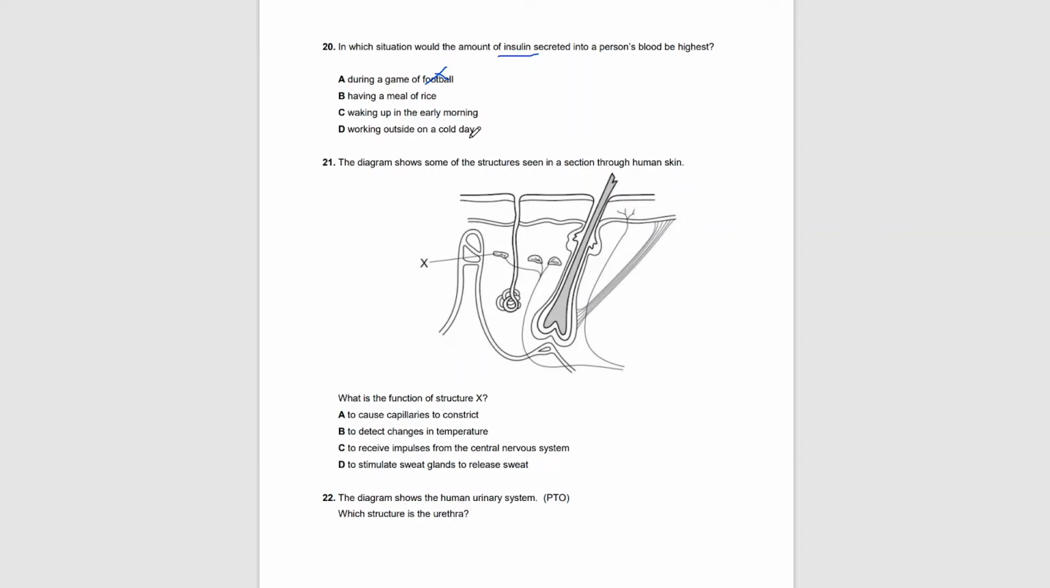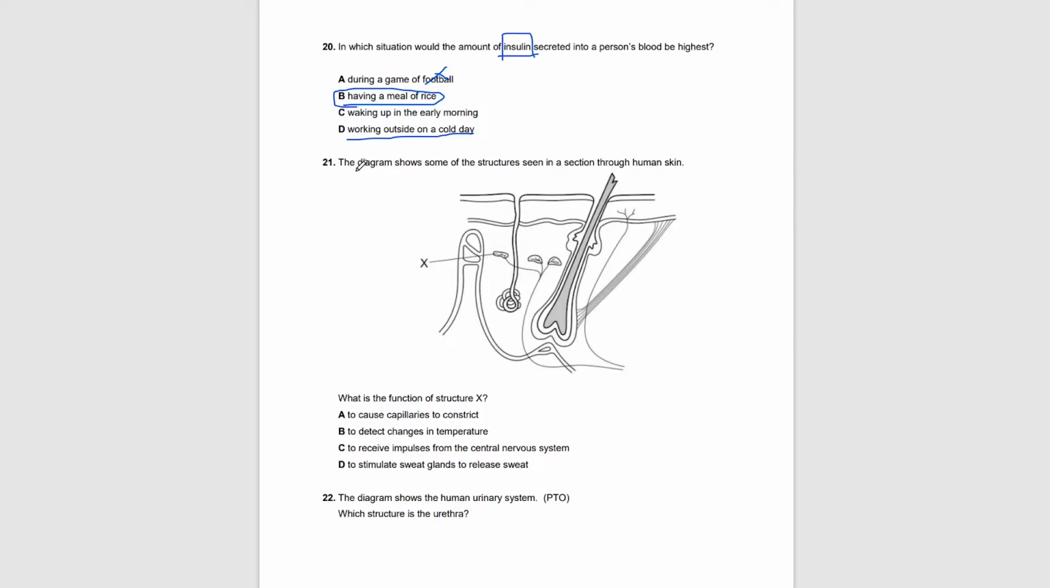And working outside on a cold day will decrease the body's temperature. During a cold day, the body needs to warm up, so glucose will be used and energy will be produced by respiration. So the amount of glucose will decrease. Insulin is not needed to decrease the glucose level, but having a meal of rice will increase the level of glucose in the body. So the body needs to decrease the level, and insulin will be secreted. Insulin does this by increasing the permeability of cells to glucose.